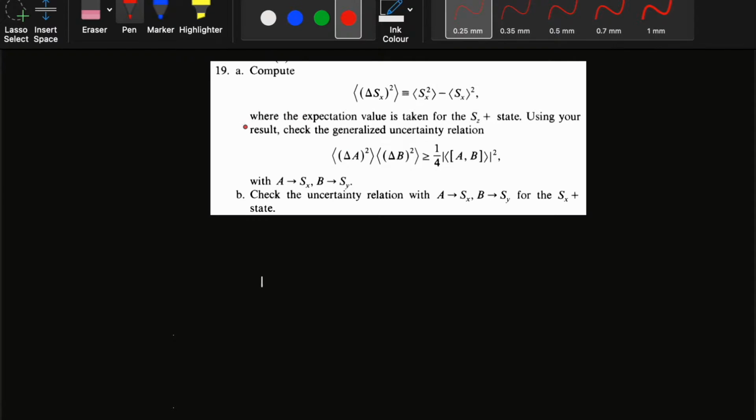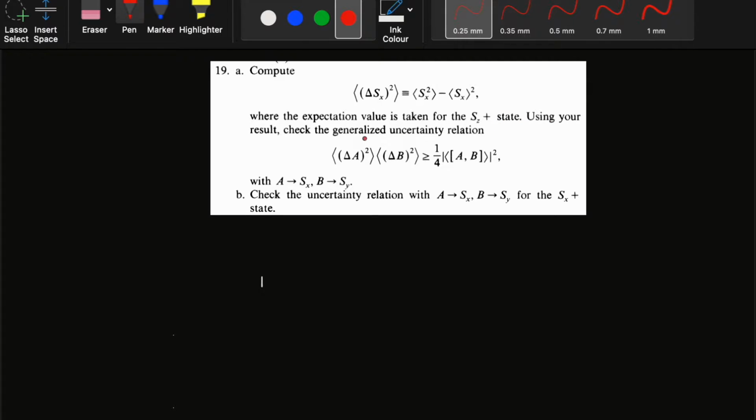Today we are going to solve question 19. In question 19 it is asked to compute the uncertainty relation, where delta Sx squared, the dispersion of Sx squared, is equal to the expectation of Sx squared minus the square of the expectation of Sx, and here this expectation is taken for the Sz plus state.